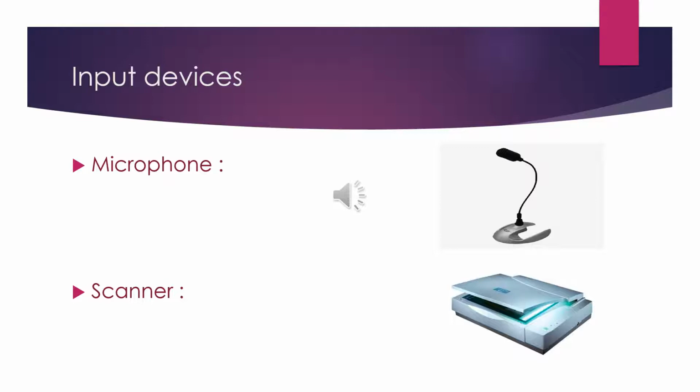the next one is scanner. What is a scanner? It is used to copy pictures and documents so that they can be stored in a computer. So now you know about all the 5 input devices which are used for different works, and you also know about their function.